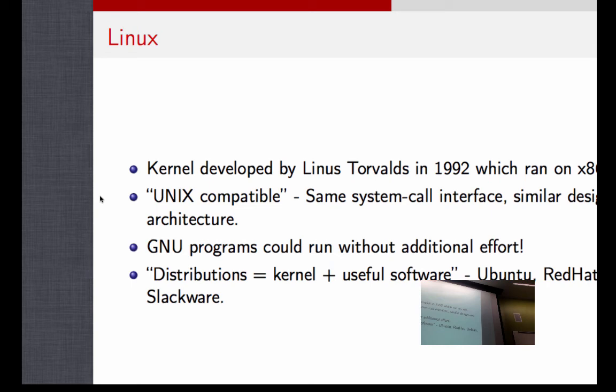And B, it was POSIX compatible, so you could run your existing GNU programs on top of Linux, right? And along came all these distributions, which basically took the Linux kernel and a big subset of the GNU programs and bundled them together on floppy disks, right? And they became Linux distributions. So you had Red Hat and Slackware, and Debian, and now Ubuntu.